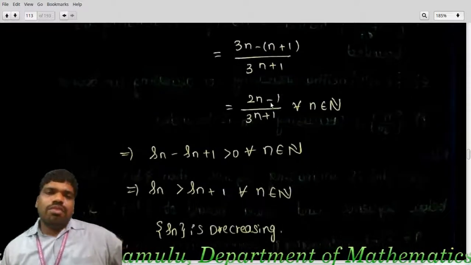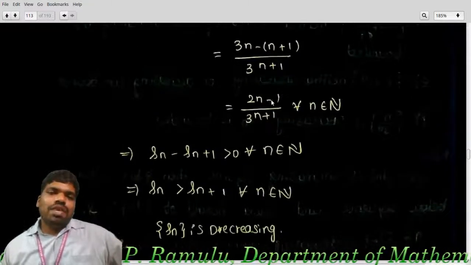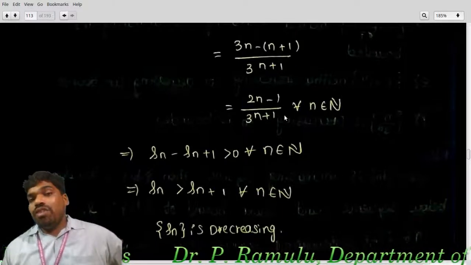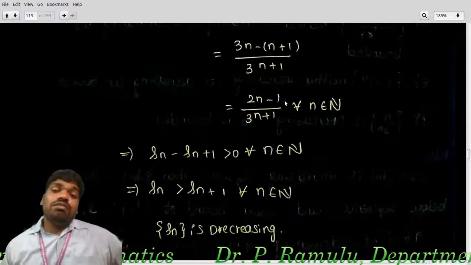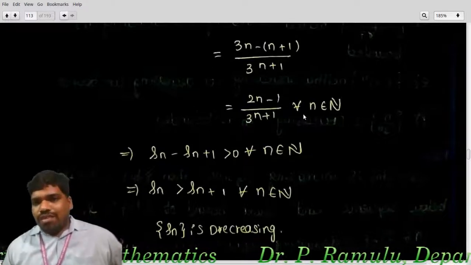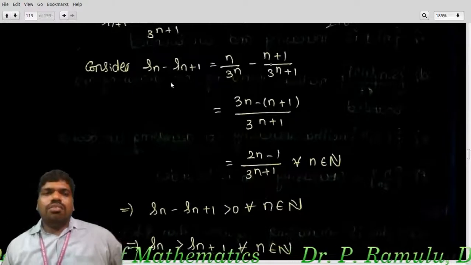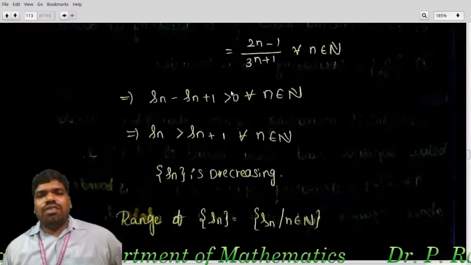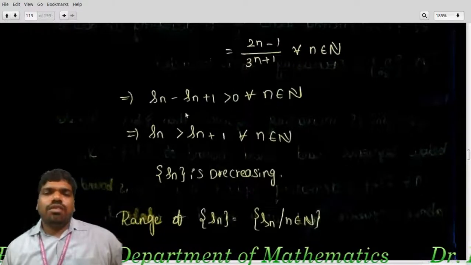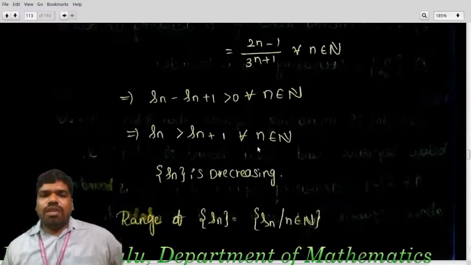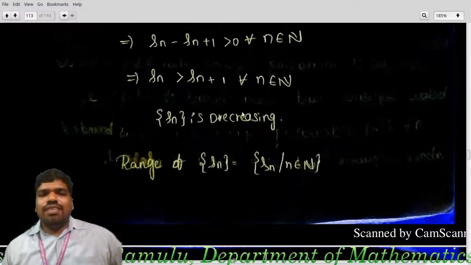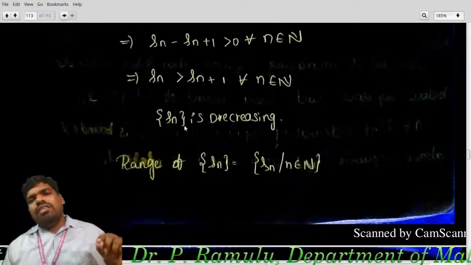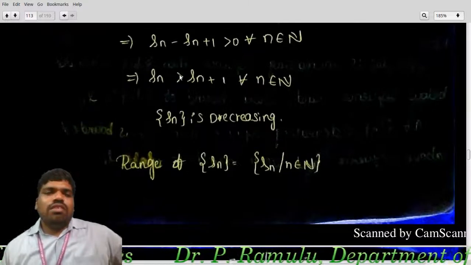You can observe that if n equal to 1, then 2 minus 1 is 1 by 3, that means this is positive. If you substitute n equal to any value, this will be positive. This is greater than 0, nothing but Sn minus Sn plus 1 is greater than 0 for all n belongs to N, which implies Sn is greater than Sn plus 1 for all n belongs to N. Therefore, Sn is a decreasing sequence, that means the first terms are bigger.